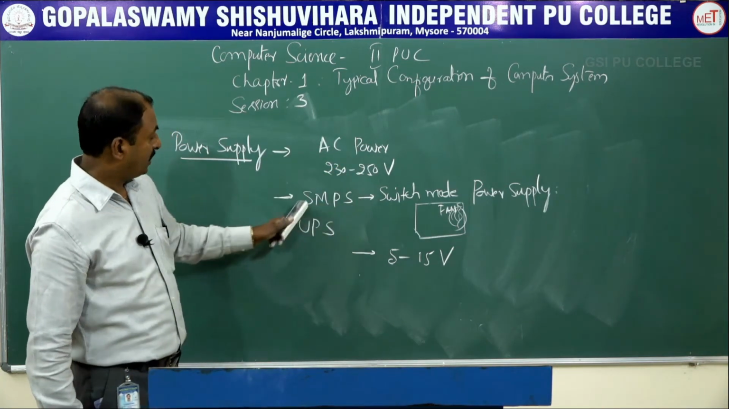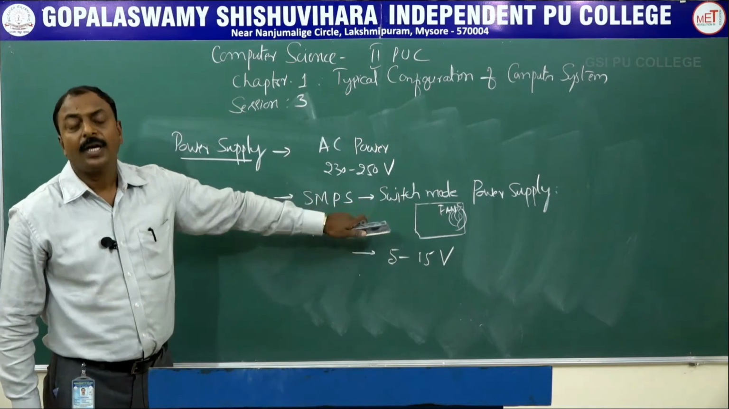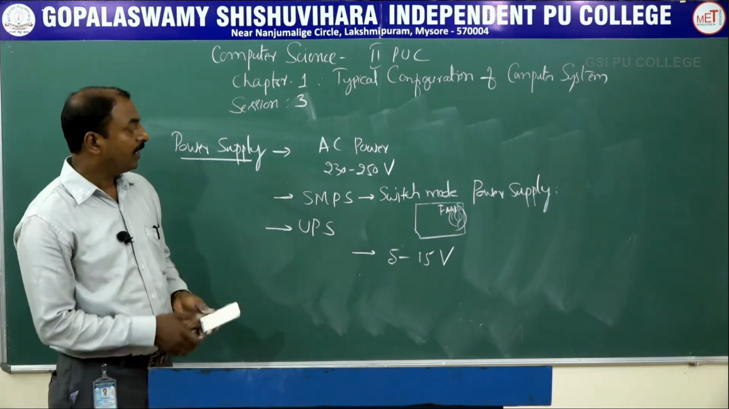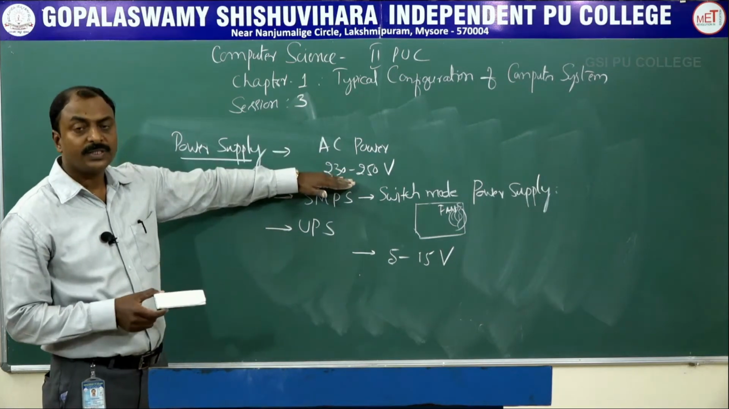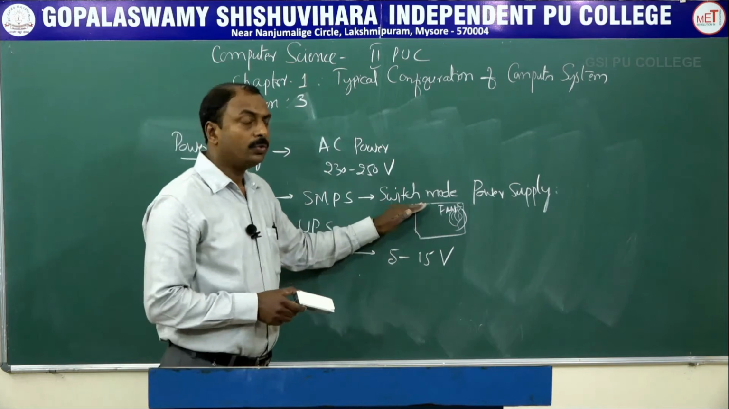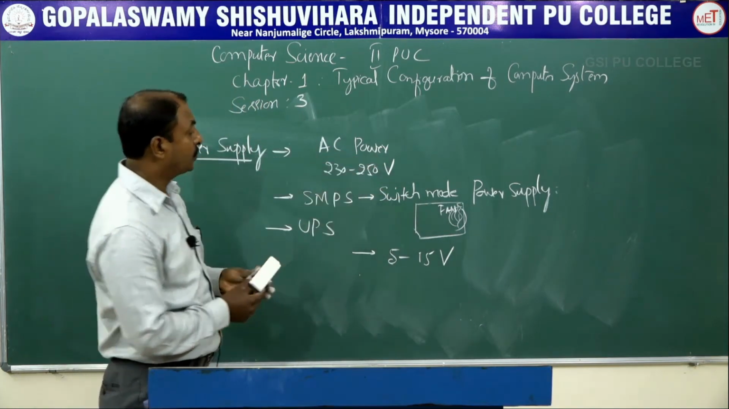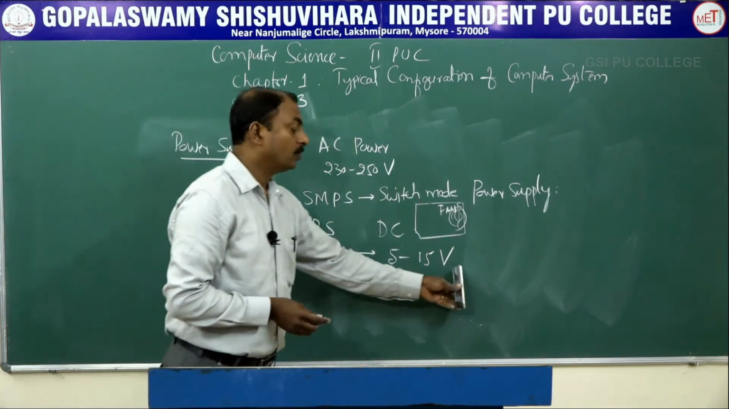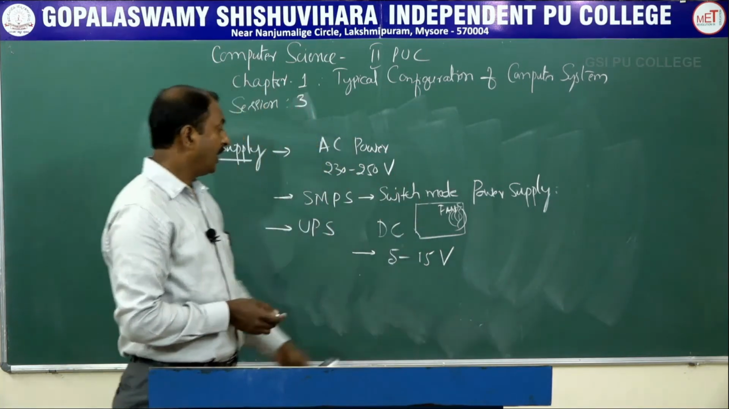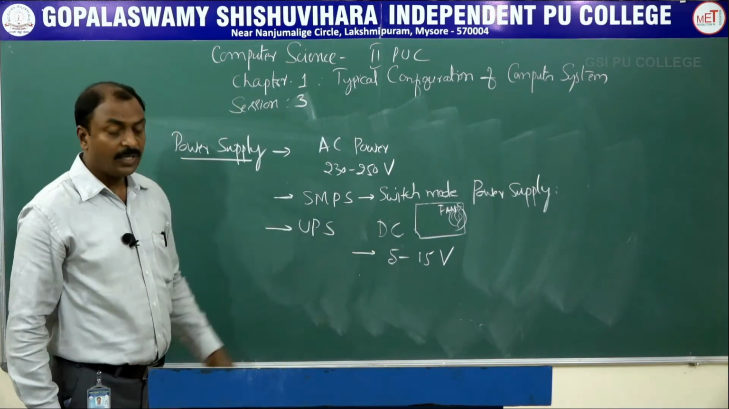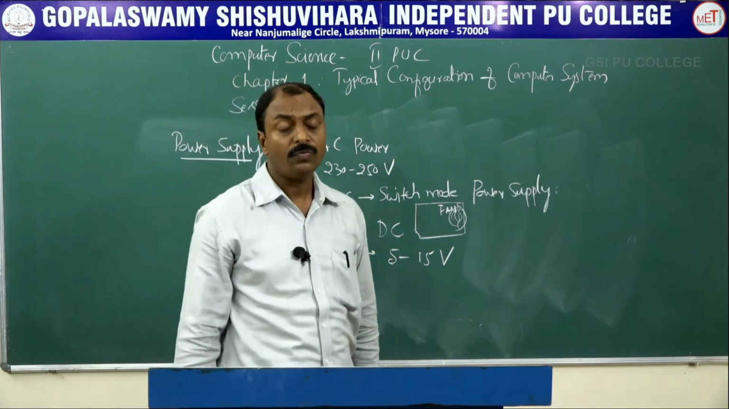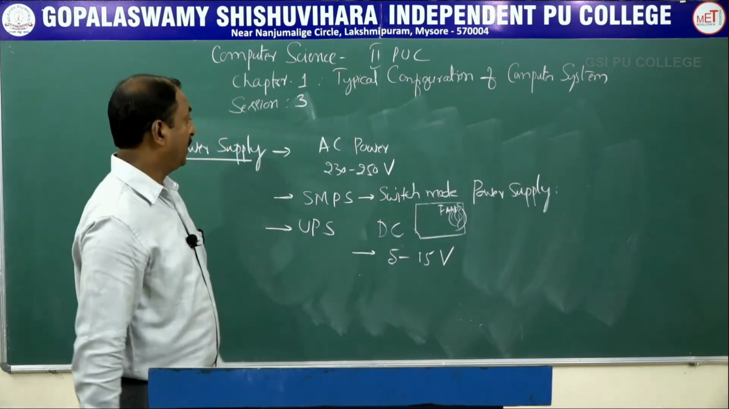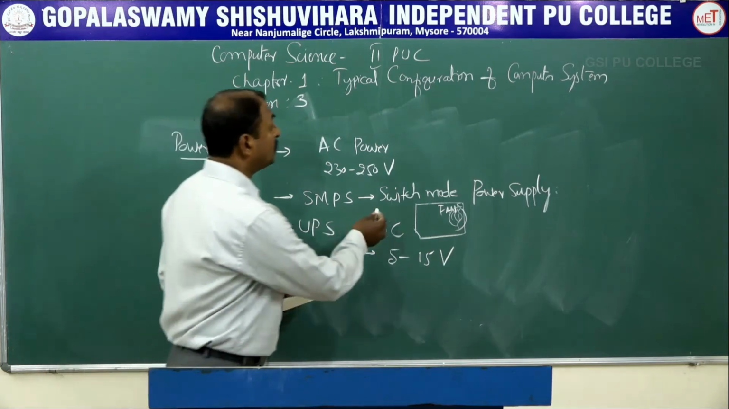So this is SMPS. SMPS stands for switch mode power supply. It provides continuous power to the computer system, and its function is to regulate or control the AC power and convert it into DC volts, that is, 5 to 15 volts. And when you are working with SMPS, if there is a sudden failure of electricity or power, then your computer system is going to switch off.